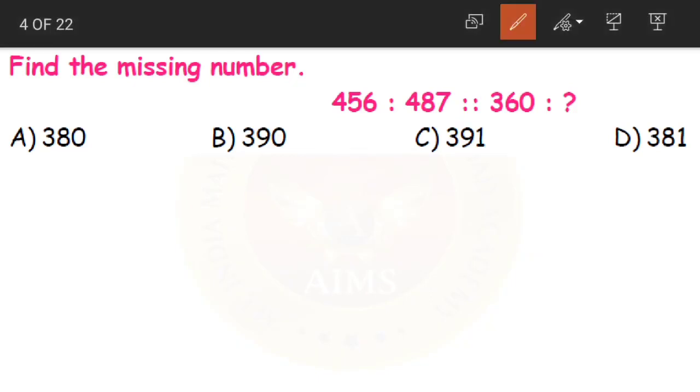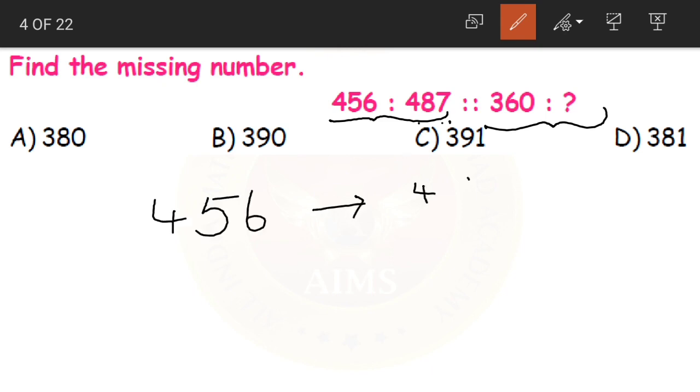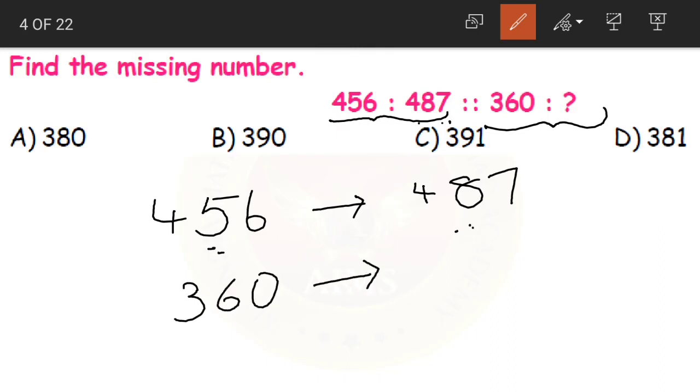Moving on to question number 3. Find the missing number. 456 is to 487. 360 is to dash. See, what they are saying is we have two numbers 456 and 487. Following the same relation, we have another set of numbers in which one is 360 and we do not know the other number. Okay children, let us say you might have had these questions in science.